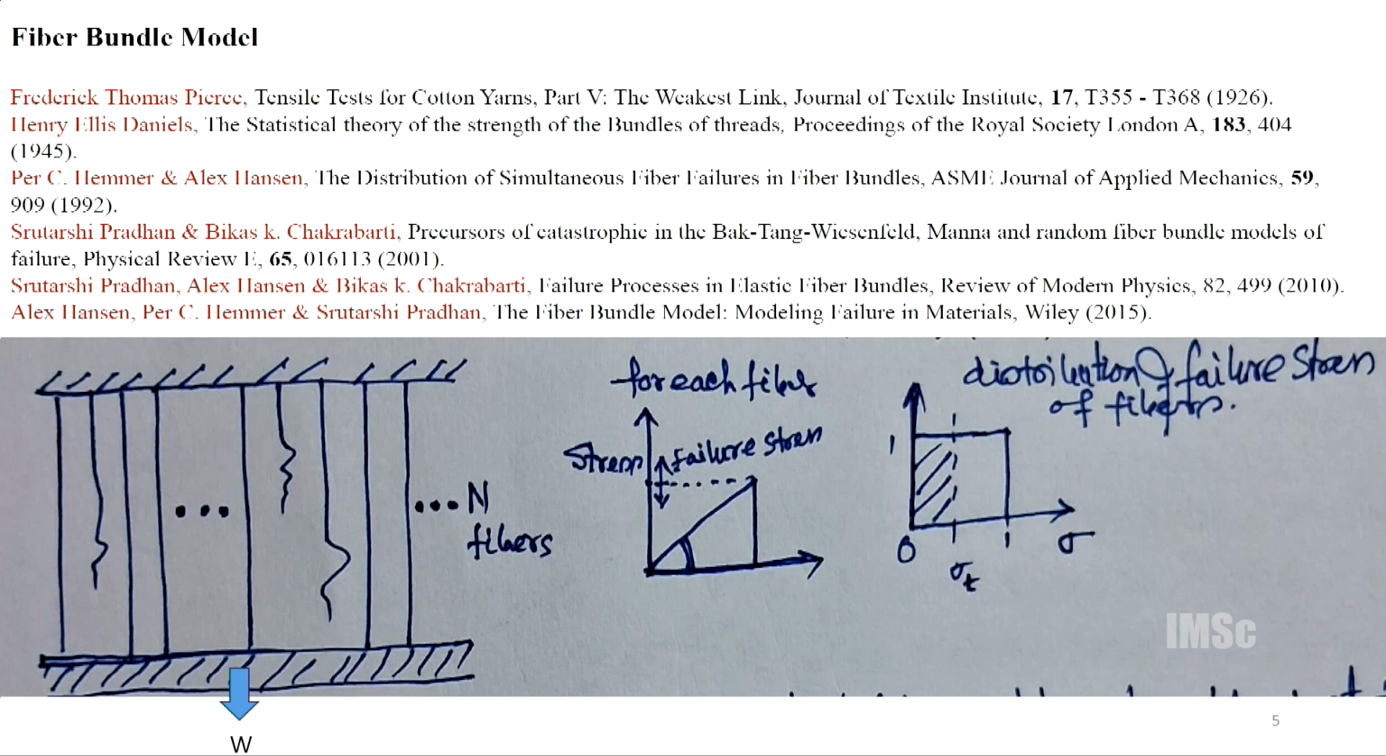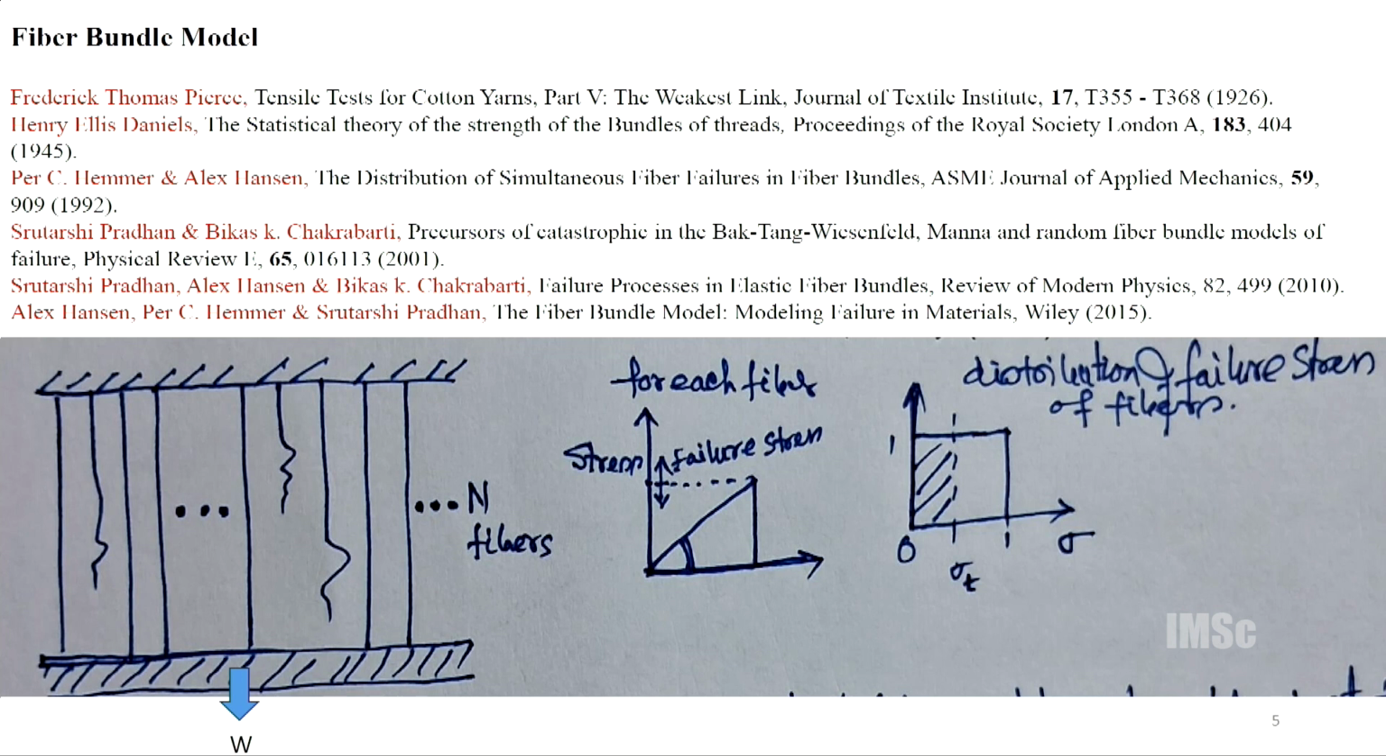If you consider that all the fibers are hanging from a rigid rooftop, and the lower platform from which the load W is hanging is also rigid, that means there is no local deformation. If one fiber fails, there is no local deformation, and the entire load is shared equally by all the other fibers. This is the mean field theory we do in statistical physics.